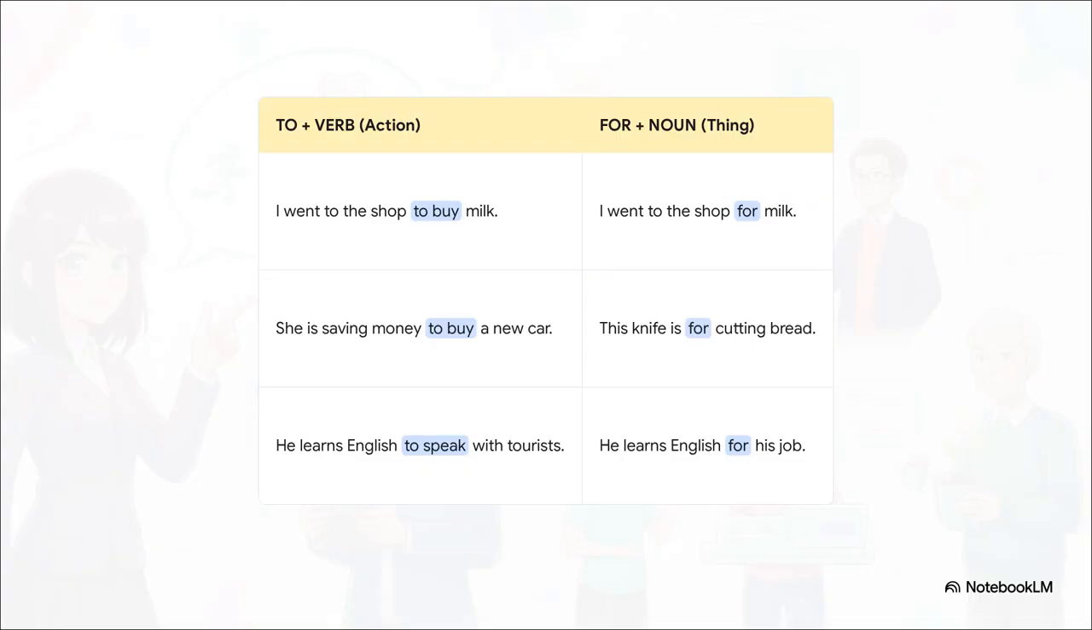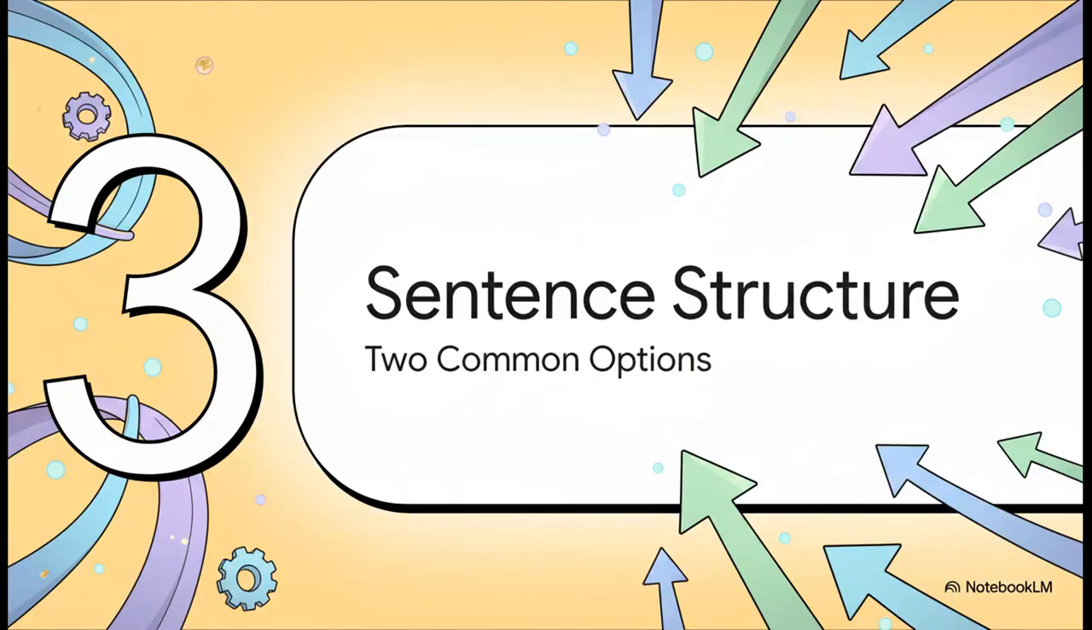Let's put them side by side so you can really see it. Look at the left side. The purpose is an action, to buy, to speak. But now look over on the right. The purpose is a thing, milk, his job. See? Both of these are totally correct ways to answer why, but they follow that one simple rule. To for the action, for the thing. Okay, you've got the rule down.